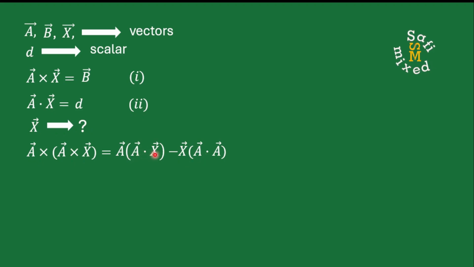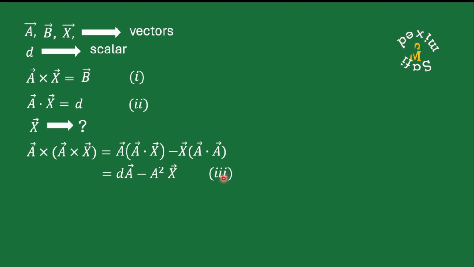That is, the quantity inside the brackets at this position is a scalar, which is verified by equation 2, and similarly the dot product of a vector with itself is a scalar, which is equal to the square of the magnitude of the vector. So using these relations, I can put this equation into this form. That is, I can use equation 2 to write this thing as d and this thing as a squared, and now I have a vector equation, and I call this equation 3.